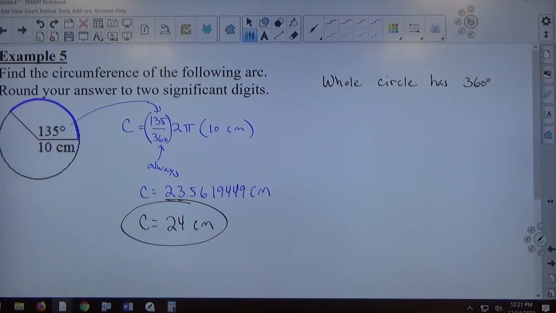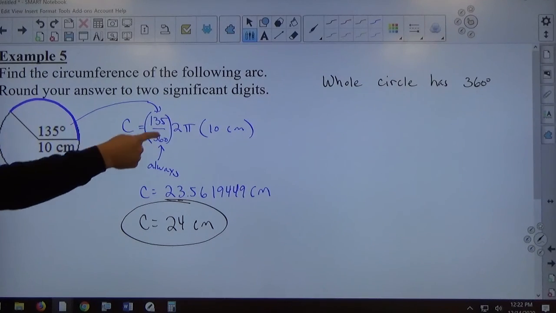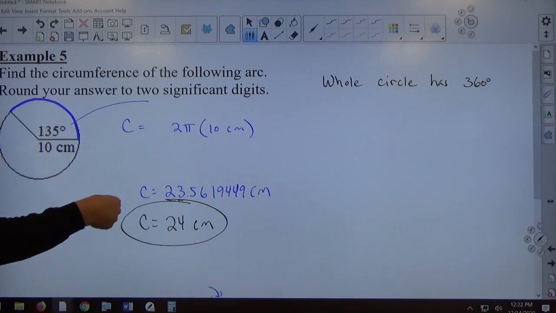I usually use the letter C to represent the length of an arc, because it's part of the circumference. Right? But again, from here to here should be about 24 centimeters. All the way around the thing is much more than 24, right? Because again, we took this times that fraction to get 24.